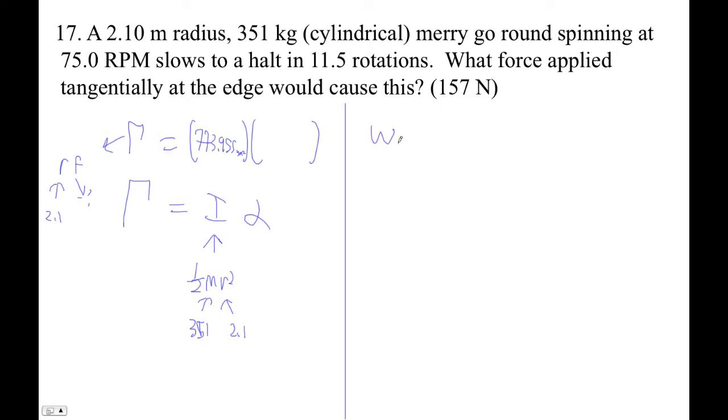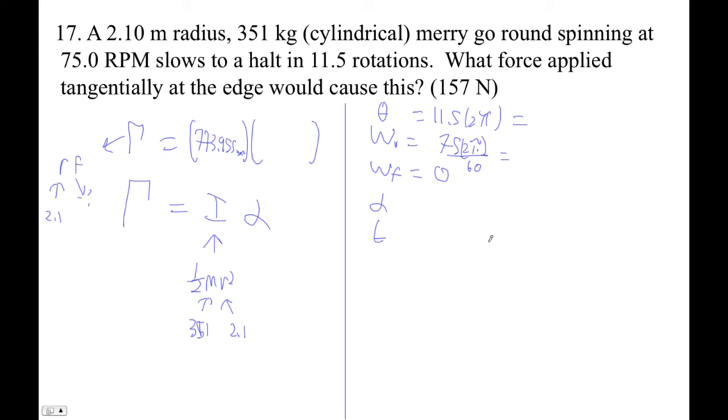So let's see. Omega, theta, omega initial, omega final, alpha, t. 11.5 rotations, so 11.5 times 2 pi. It comes to a halt, so the final velocity is 0. Initial velocity is 75 RPM, so 75 times 2 pi in 60 seconds. 75 rotations per minute, so we've got to turn that into radians per second.